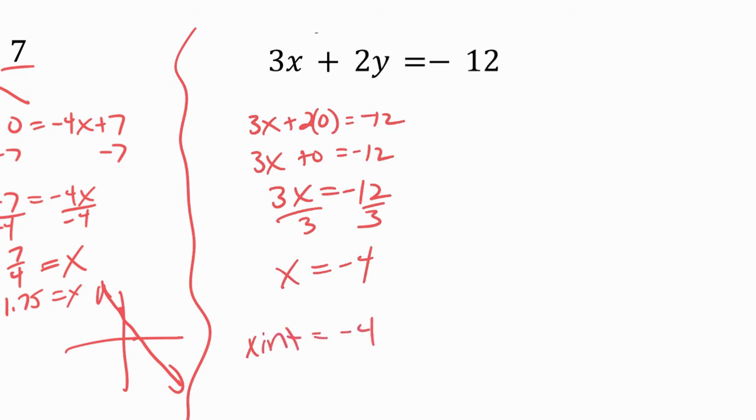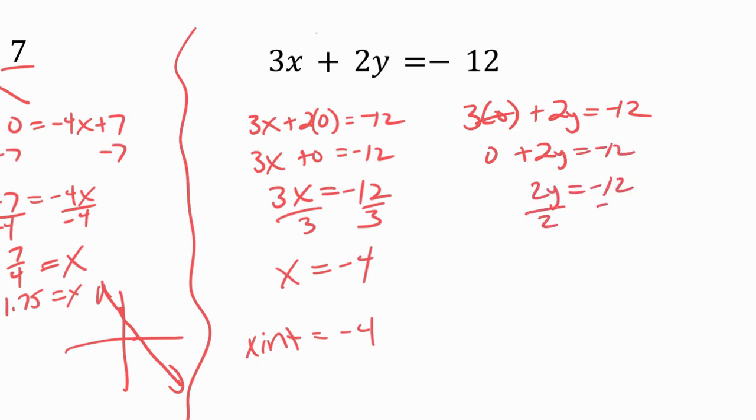We'll do the same thing for the y-intercept. We'll replace the x with 0. So we have 3 times 0 plus 2y equals negative 12. So that gives us 0 plus 2y equals negative 12. So 2y equals negative 12, and we divide by 2, and we get y equals negative 6. So the y-intercept is negative 6.